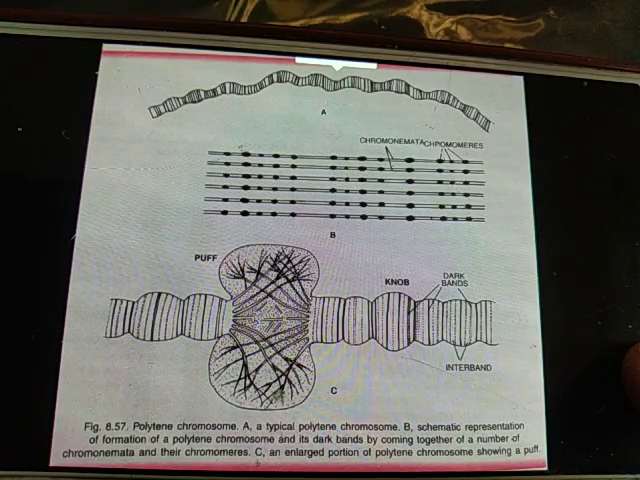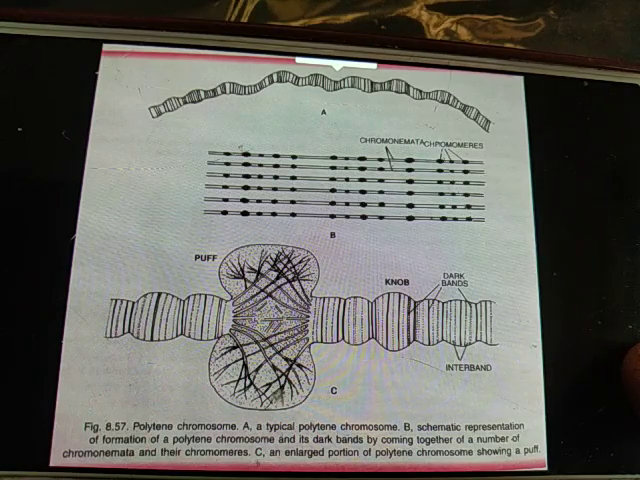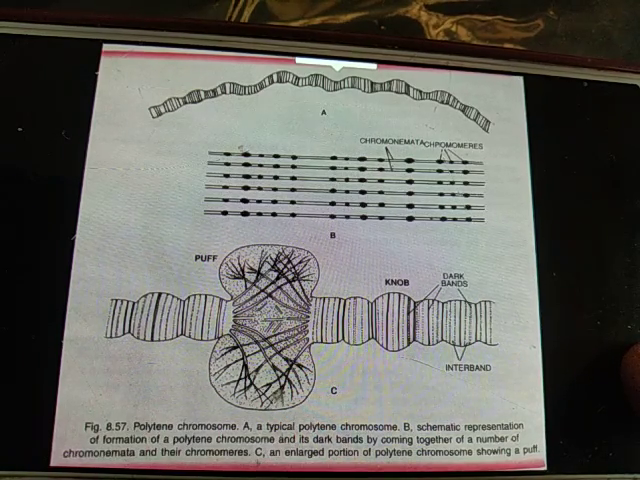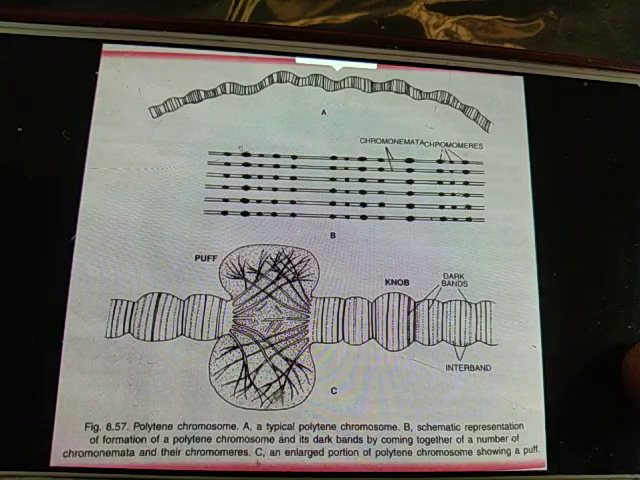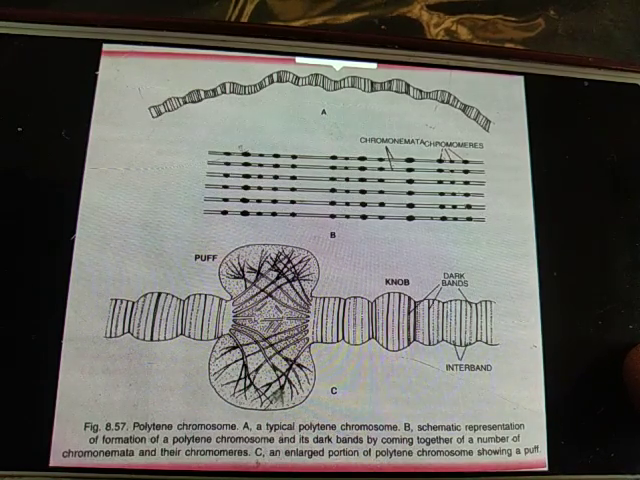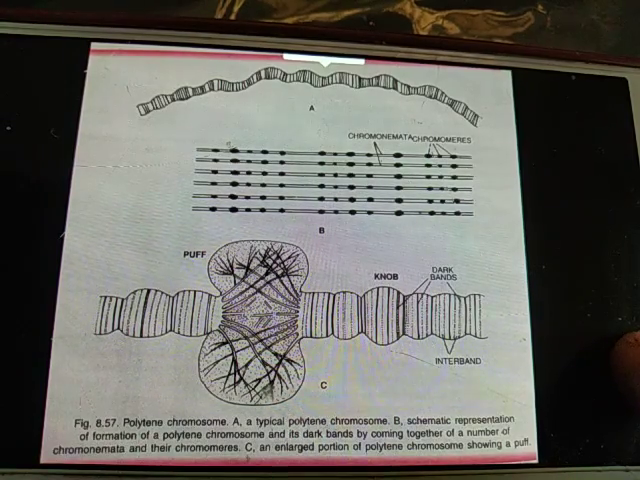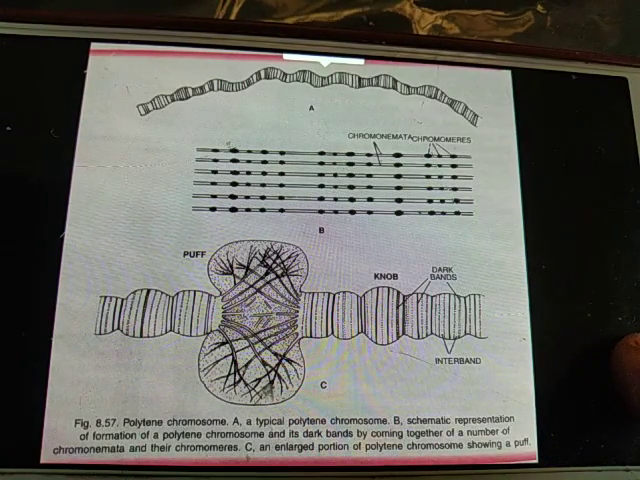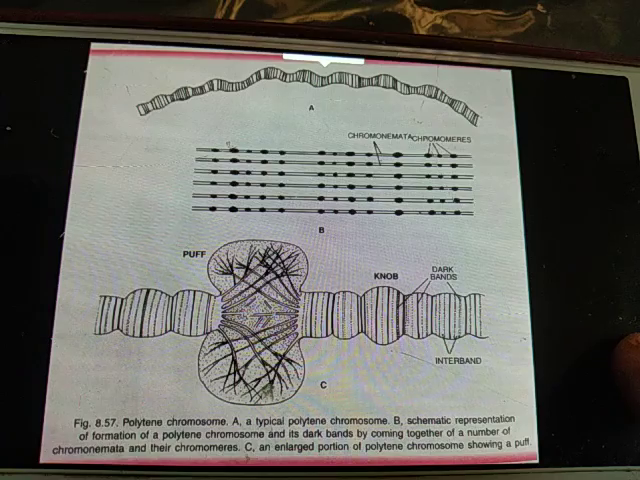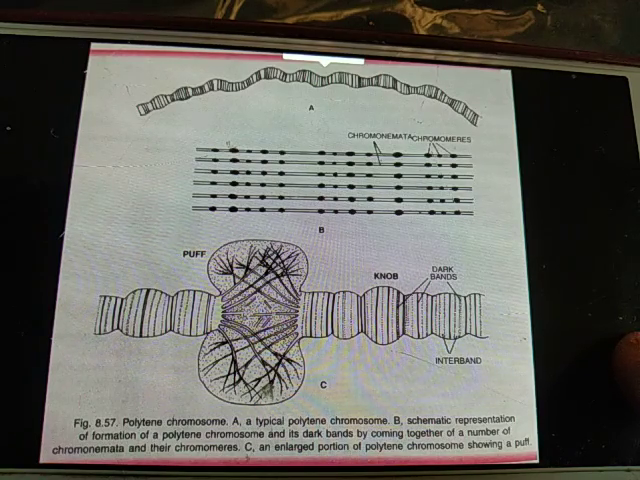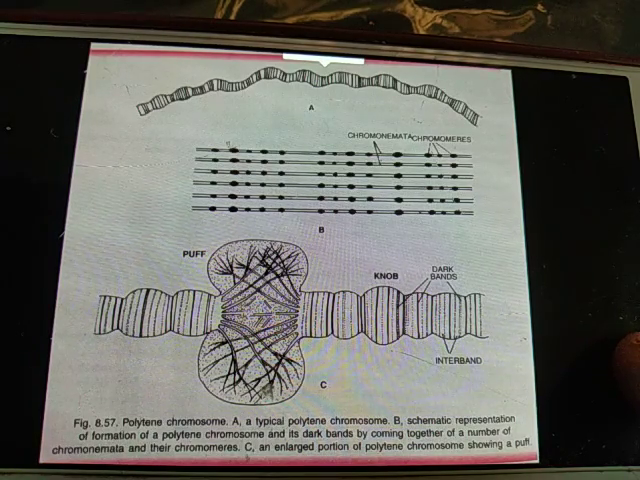Depending upon their reaction to the basic dyes, the polytene chromosomes bear a number of dark bands of various size and intensity. They are separated by light areas called the interbands. The dark bands are assumed to be formed by the juxtaposition of the chromomeres of the different chromonemata of the polytene chromosomes.